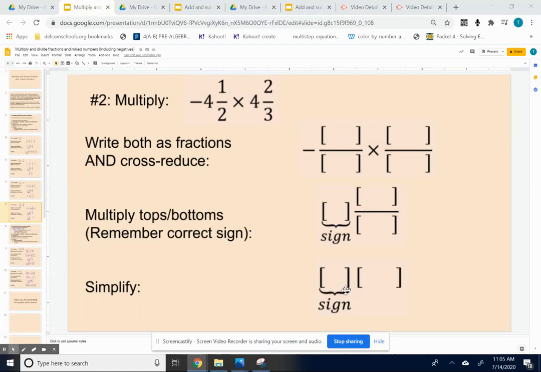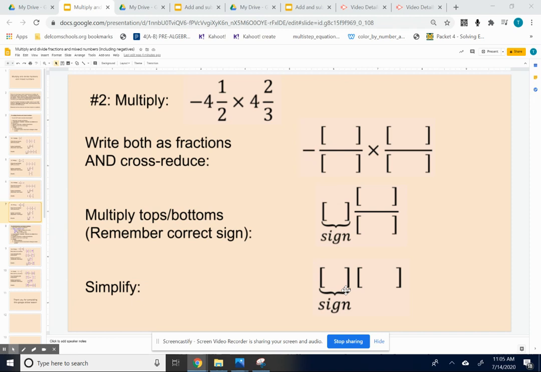Okay, problem 2. Multiply negative 4.5 times 4 2/3. Remember, on the problems after the examples, try to do it step by step, pausing the video, trying part of the problem, and then unpausing the video to check, because you really want to start getting used to doing these on your own.